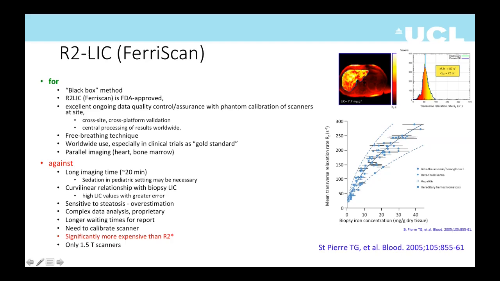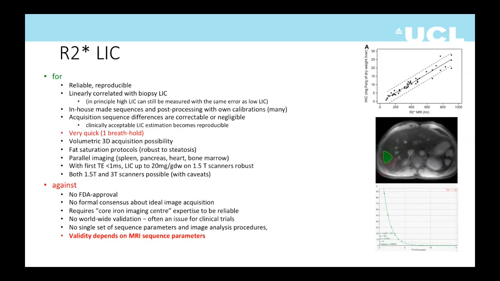So it will likely overestimate liver AN if there is fatty liver. And because it's proprietary and there is complex data analysis, you have to wait longer for the report. And it's importantly significantly more expensive than R2 star. And currently, it's only available on 1.5 Tesla scanners. So that's the Ferriscan.